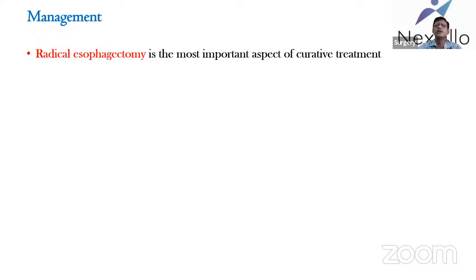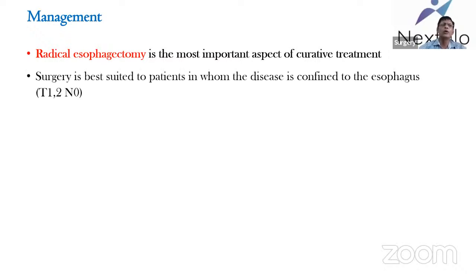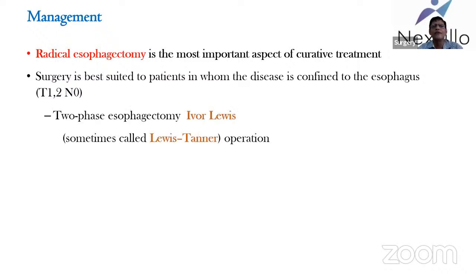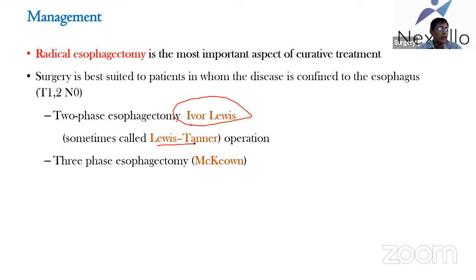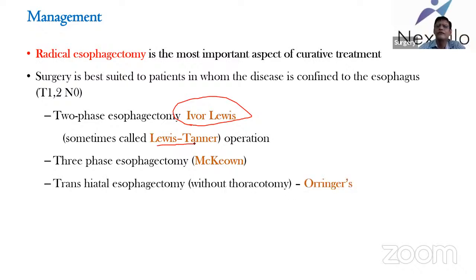There are a number of different types of surgeries that may be utilized here. We can either go with the Ivor Lewis esophagectomy, that is two-phase esophagectomy. This surgery sometimes is written down as Lewis Tanner operation also. The other surgery available to us is the three-phase esophagectomy, that is the McKeown's. Then we have a trans-hiatal esophagectomy, meaning that if the tumor is just above the esophageal hiatus, we can go through the abdominal area, laparotomy, move up into the thorax through the hiatus and remove the tumor. This is known as the Orringer's esophagectomy.